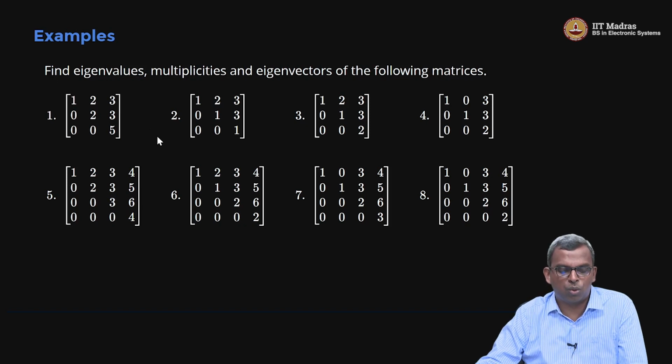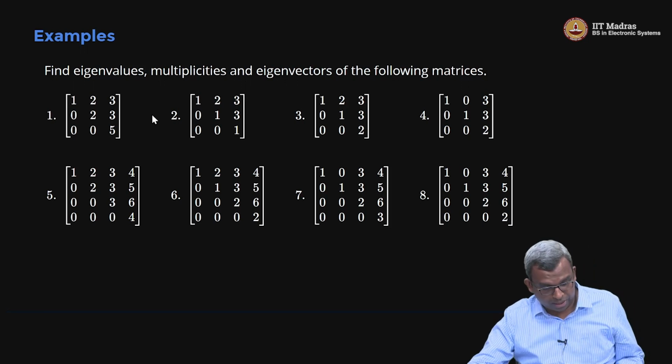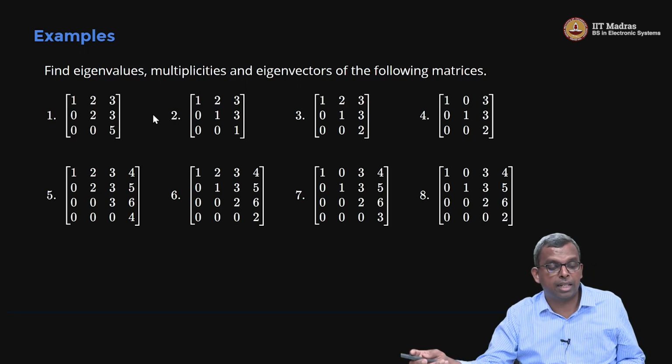We saw this example soon enough. So, what are the eigenvalues of this matrix with 1, 2, 5? They are 1, 2, 5. So, how do you find eigenvectors? Let us try and find eigenvectors. Maybe I will show you how to do this for the first case.